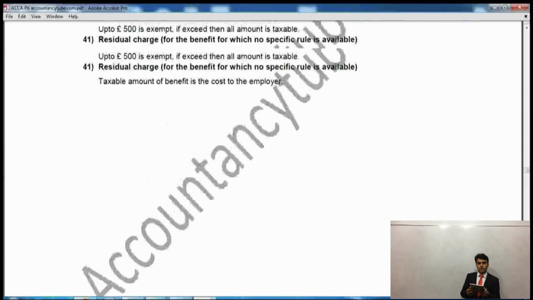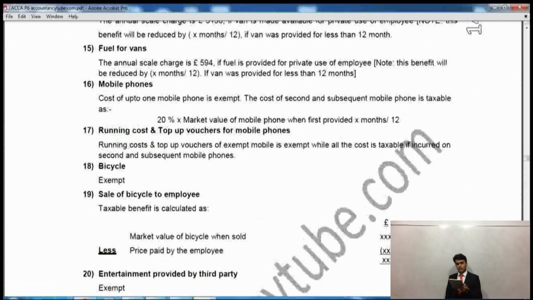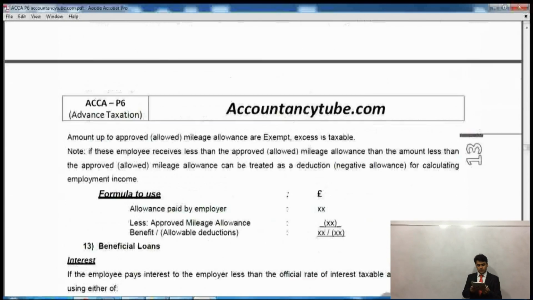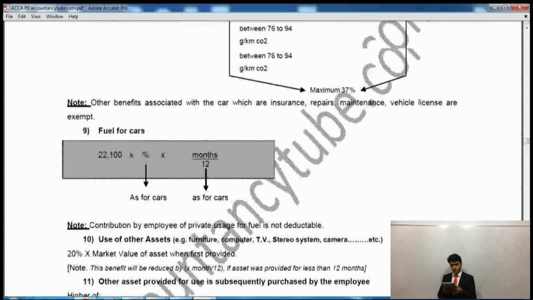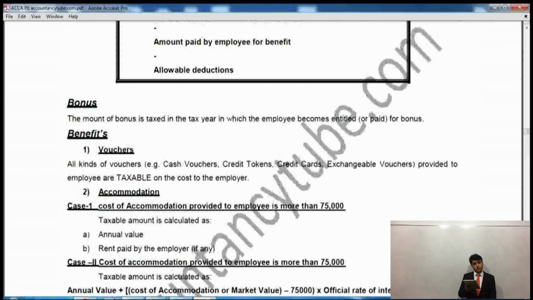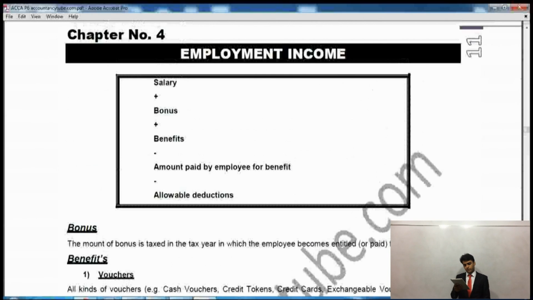Up to 8,060 there is nothing. From 8,060 to 42,385 it is 9%, and above that it is 2%. So these are different types of NIs that you will have to pay. Beneath that, it gives you the details of all the employee and employer NIs.